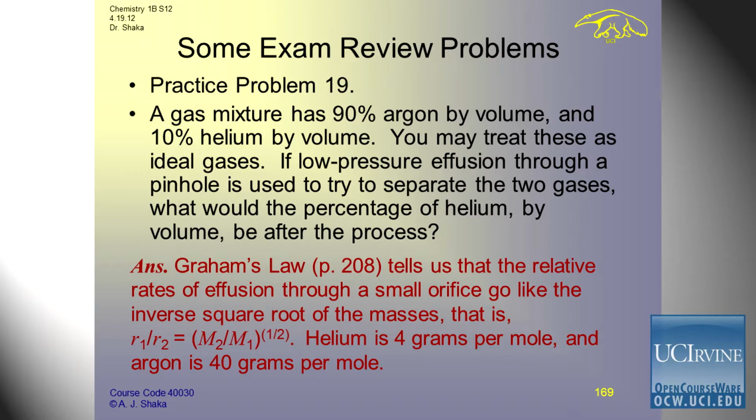If I made M2 lead, something really heavy, let's just say something 200 grams per mole, that now is 200 over 4, and take the root. That's going to mean R1 over R2 is now really big, because helium is so much faster than whatever that really heavy gas is that I put in there. Does that make sense? Okay. Right there.